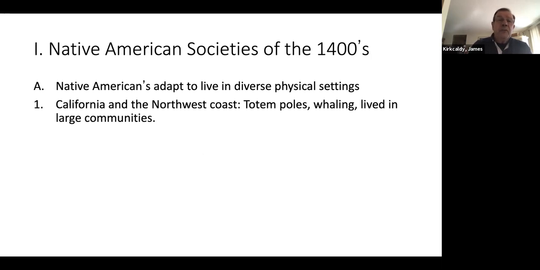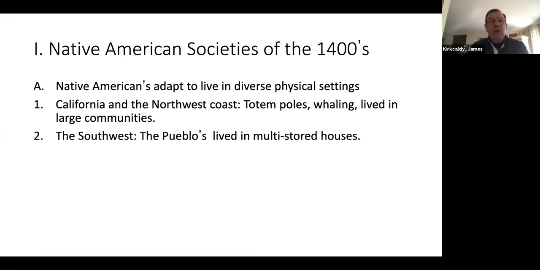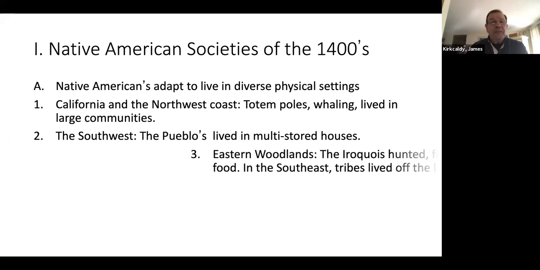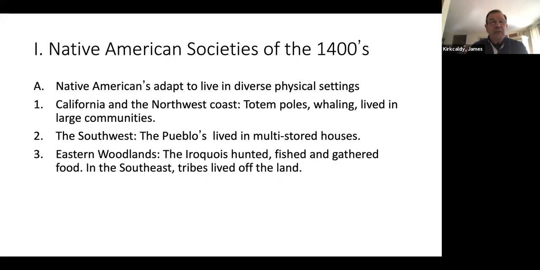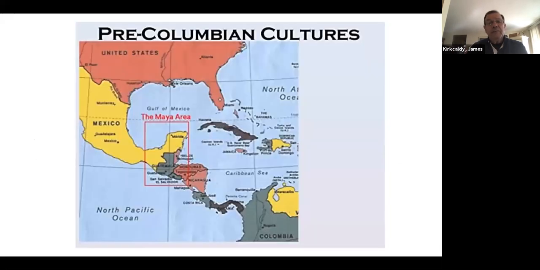Certain North American native tribes are famous for the totem pole or whaling, and they lived in large communities, especially in California. In the Southwest, the Pueblos lived in multi-storied houses. Many of you have had the opportunity to go to New Mexico and Arizona and would have seen this type of dwelling. And here, the Eastern Woodlands, the Iroquois hunted, fished, and gathered food. In the Southeast, the Cherokees lived off the land as well, okay?